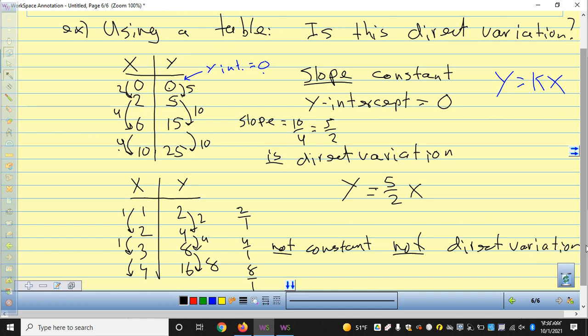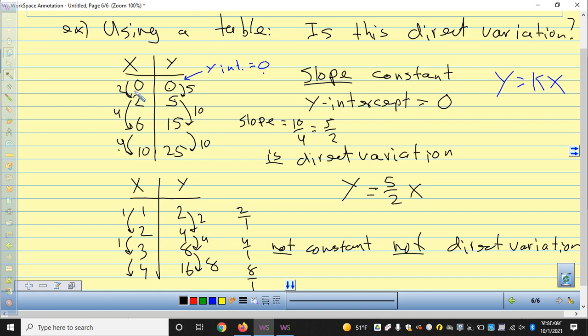Yes? So I'm confused. On the first one, you went from 2, then 4, 4, and then 5, 10, 10. I thought it had to be the same amount of times every time for it to be constant. The slope has to be constant. Yeah, but isn't 10 divided by 4 the same as 5, because we can reduce 10 over 4 to 5 over 2? So 10 over 4 is the same as 5 over 2. Does that make sense? Okay.